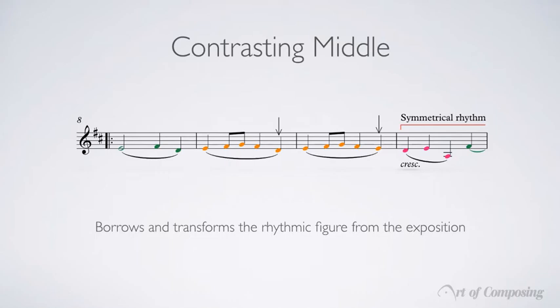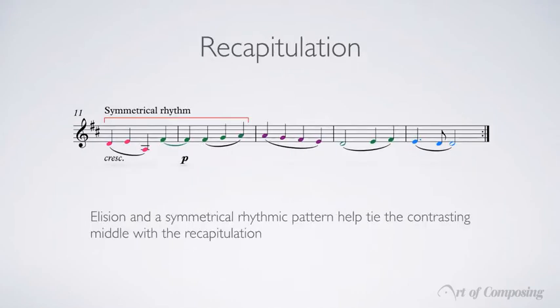Finally, he ties in the contrasting middle and recapitulation by anticipating the first note of the recapitulation a beat early. But this has an added layer of rhythmic symmetry and mirroring that only becomes apparent when you actually analyze the melody. The recapitulation from then on is the same as the consequent phrase of the exposition. So now let's look at a few details.